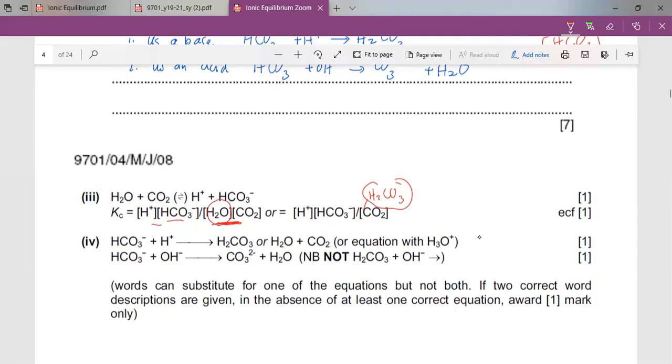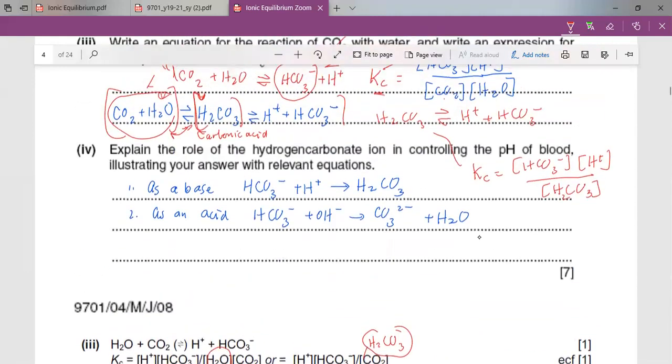Now, how does it react as an acid or base here? Explain the role of the hydrogen carbonate ion in controlling the pH of the blood. Okay. So remember this one here, right? As a base, that means if your blood is acidified, it will act on the acid. So the base accepts it and gives you this one there, or CO2 plus H2O.